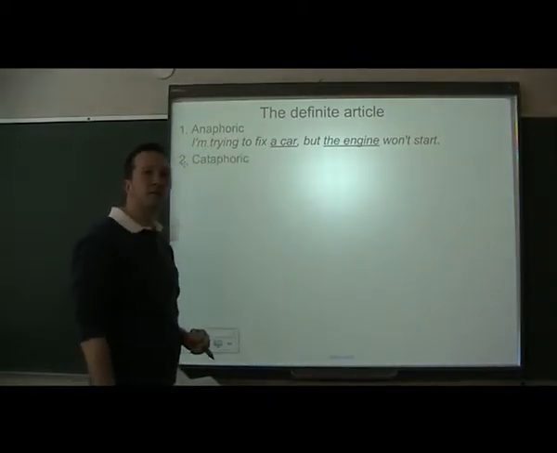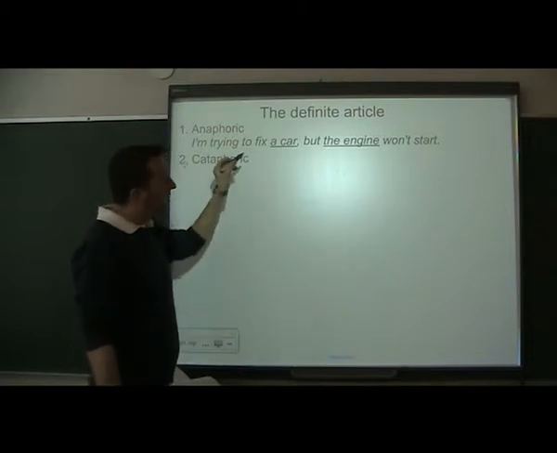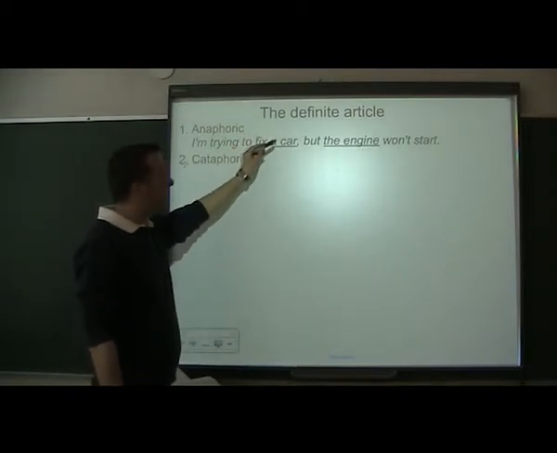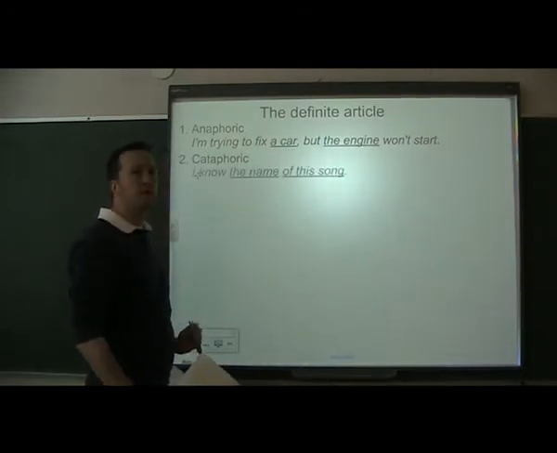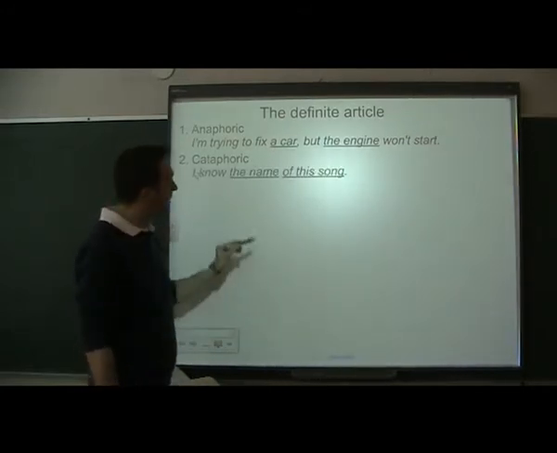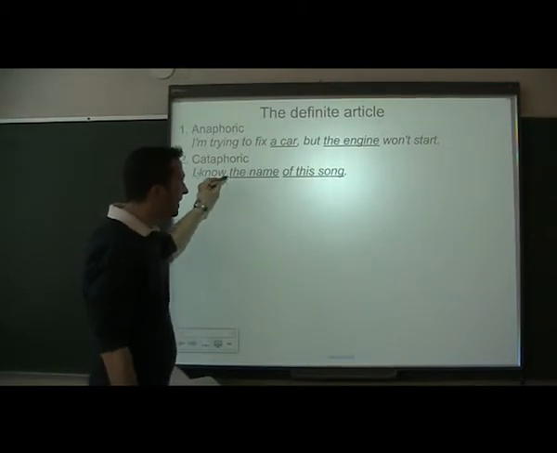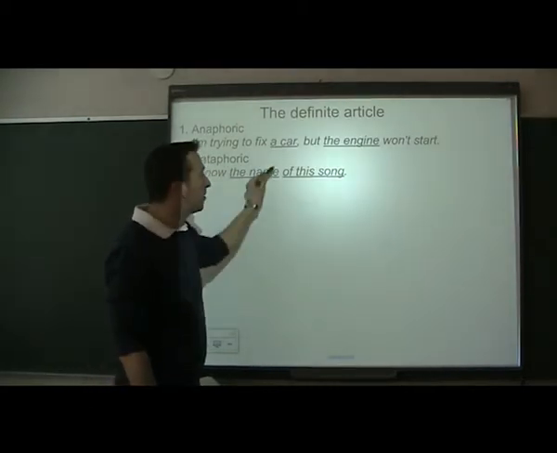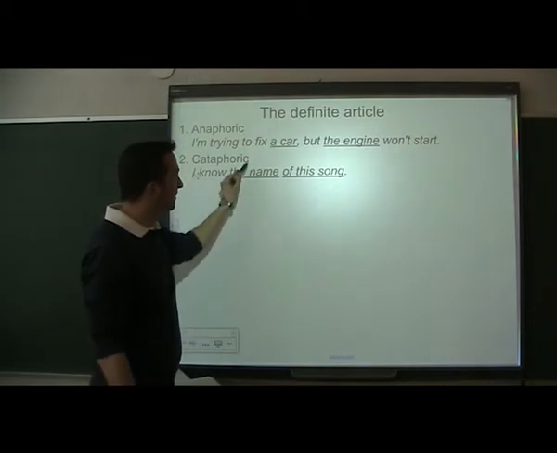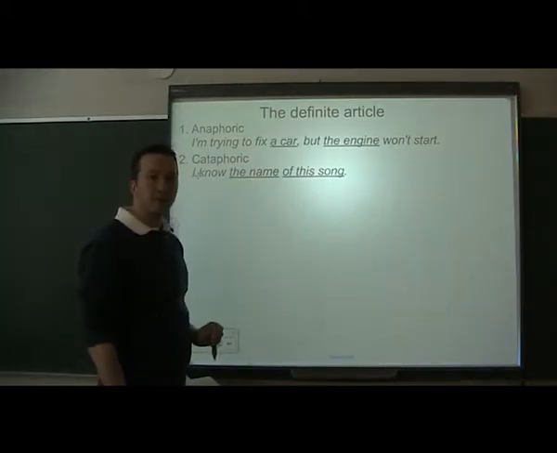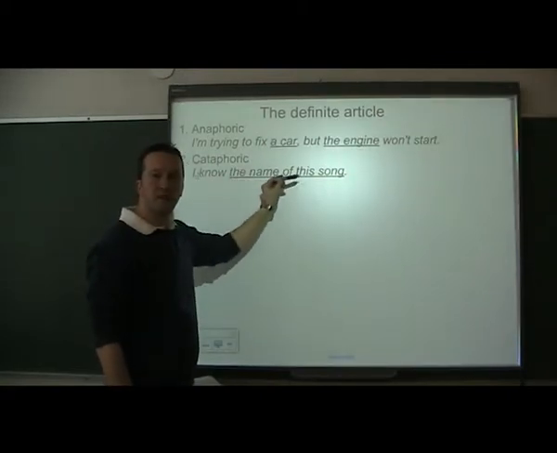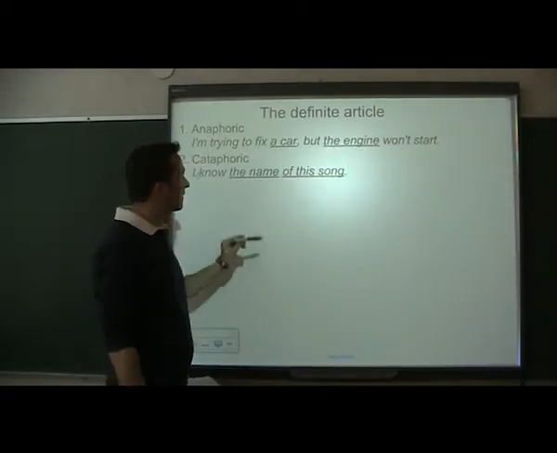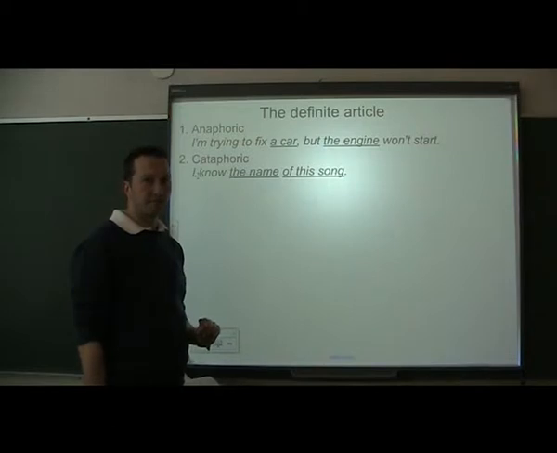Definiteness can be cataphoric as well. It's like anaphoric reference, but the other way around. As in, I know the name of this song. We use the definite article here because what follows defines this name. Therefore, we have the definite article. It's the name of this particular song. This is cataphoric reference.